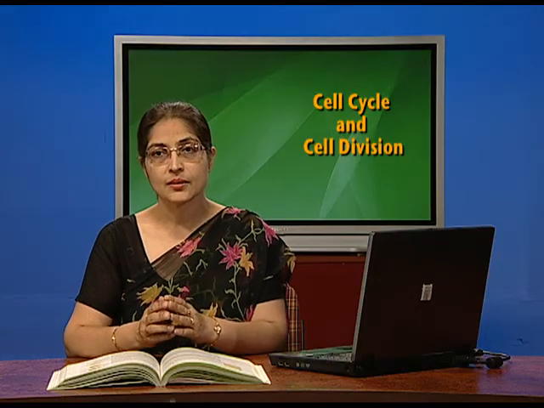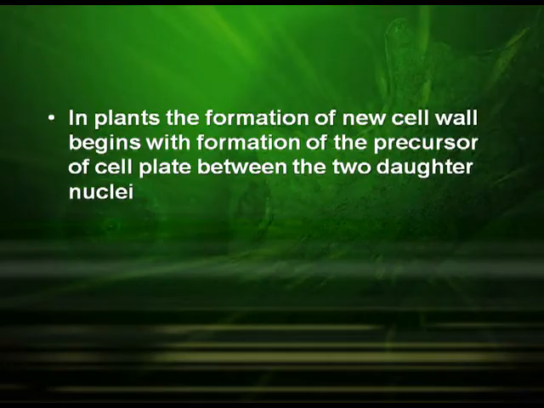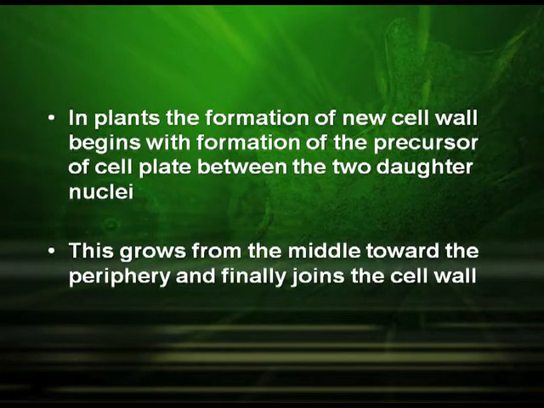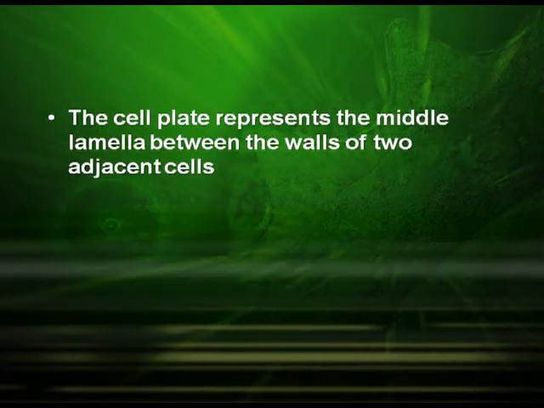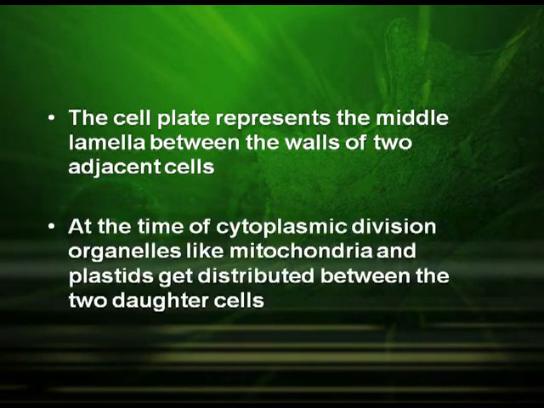In plants, the formation of a new cell wall begins with formation of the precursor of the cell plate between the two daughter nuclei. This grows from the middle towards the periphery and finally joins the cell wall. The cell plate represents the middle lamella between the walls of two adjacent cells. At the time of cytoplasmic division, organelles like mitochondria and plastids get distributed between the two daughter cells.